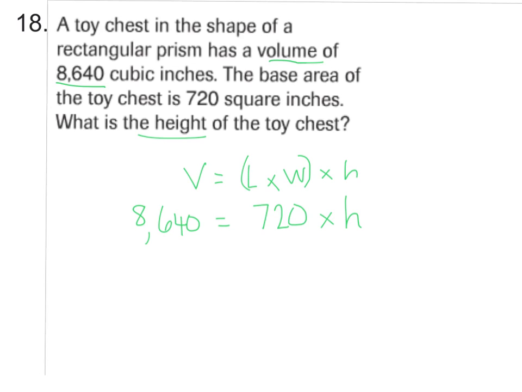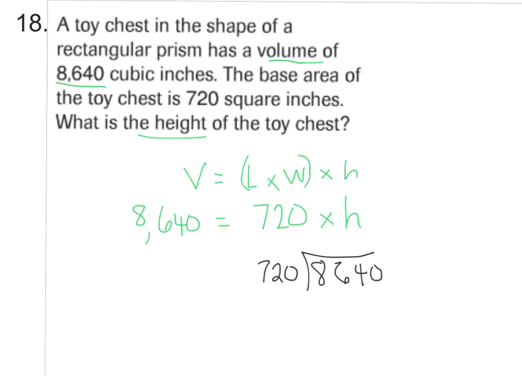Okay, boys and girls, you should know that the opposite of multiplication is division. So your job was to divide 8,640 by 720. Now, I'm going to press pause in case you want to work that out on your own now that I gave you a little hint. If you did get it right, go ahead and check along with me.